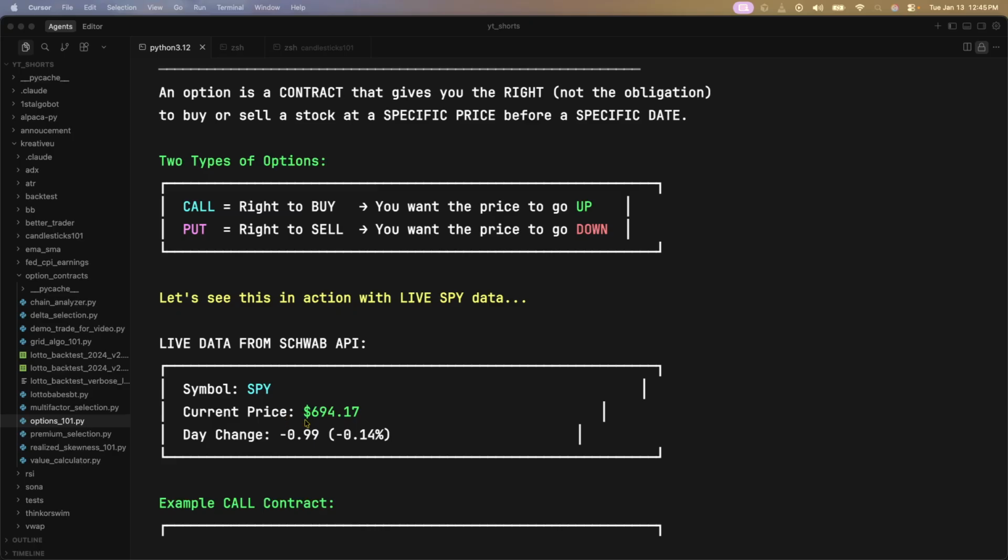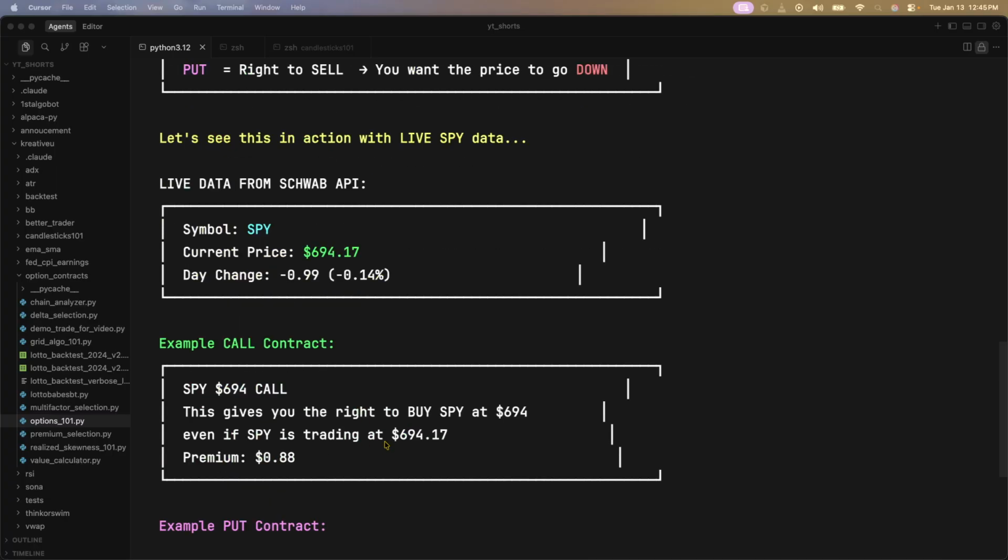All right, we're looking at SPY. The current price is 694.17, and the day change is just under $1, or about 0.14% if you want it that way.